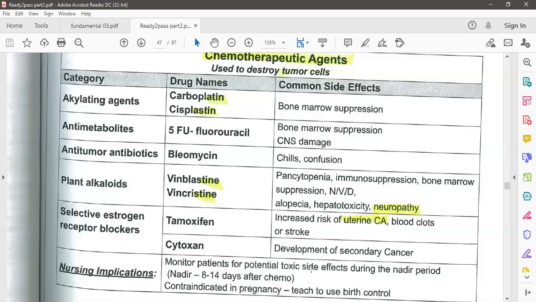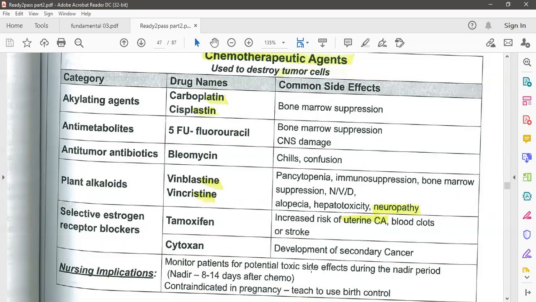Most of the chemotherapeutic agents we give IV, so the patient has a chance to develop extravasation. If extravasation may occur, we should observe the IV site. And our first priority, we stop the infusion, and second priority is we notify the primary healthcare provider.